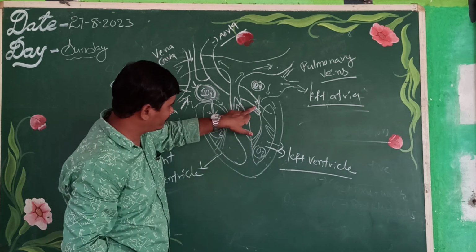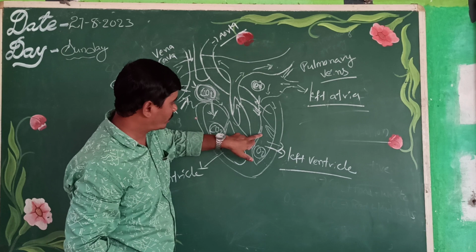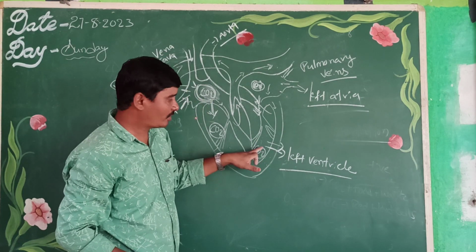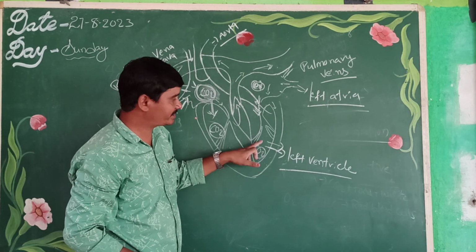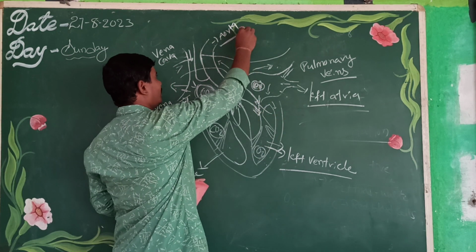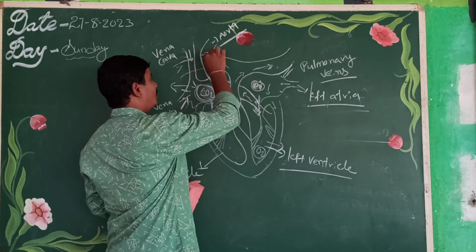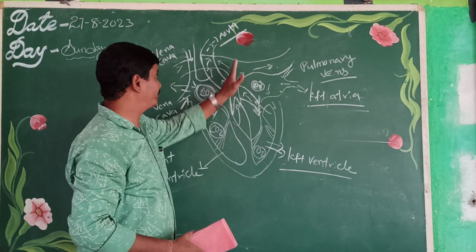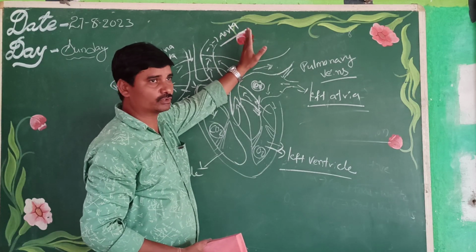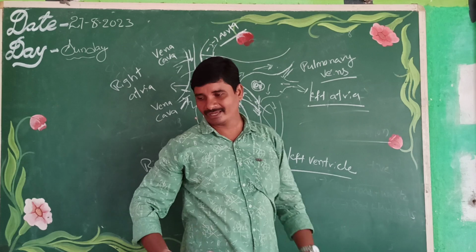The aorta arises from the left ventricle. So when the left ventricle contracts, oxygenated blood is sent to your body parts through the aorta. Okay children, now let's go to the right side.